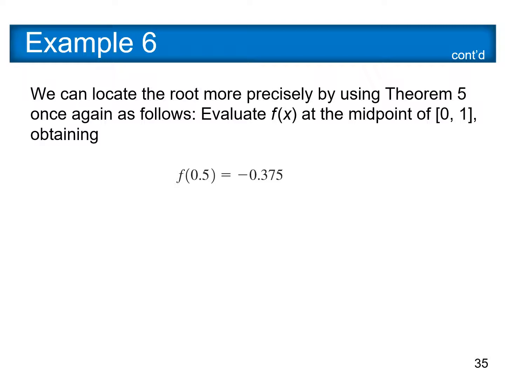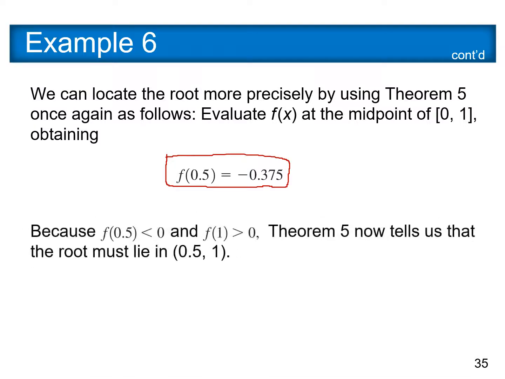We can also locate the root more precisely by using theorem 5 and reducing the interval. For example, I substituted the midpoint. Between 0 and 1, the midpoint is 0.5. I substituted 0.5, and I got the value negative 0.375. Because this value is below 0, and I know that f of 1 is above 0, with theorem 5 I now know that my 0 has to lie between 0.5 and 1. So with every step, what I'm doing is reducing the interval and getting a more and more precise interval of where my 0 is located.